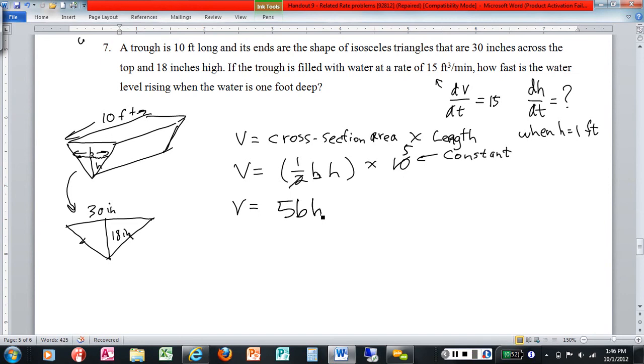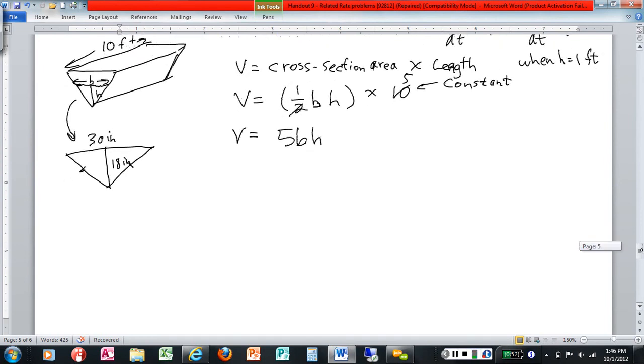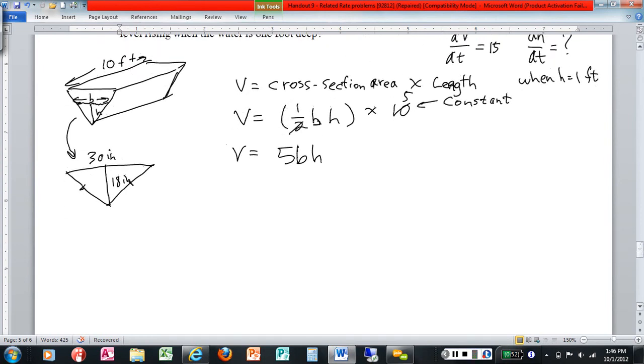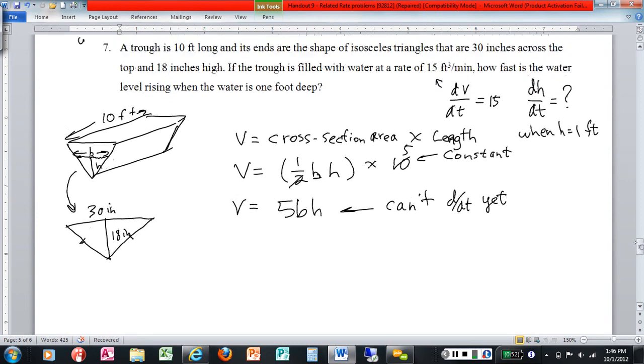Okay, cutting to the chase here. One problem I have with this is I can't d/dt, because I'm trying to find dH/dt. I can't d/dt yet because, do I know anything about dB/dt? No. I've got B and I've got H. Now dV/dt, I know something about it, so I'm okay on that. But if I d/dt this, I'm going to have a dB/dt term and also a dH/dt term. That's not good, because do I have anything up here that says anything about dB/dt? No, I don't.